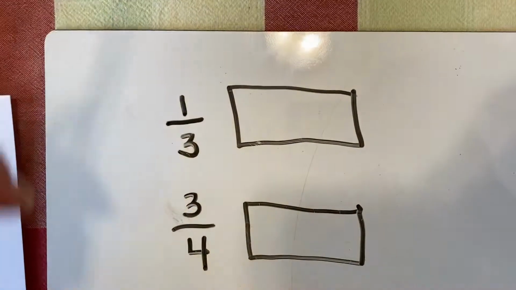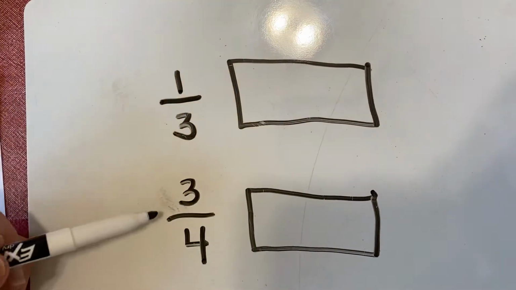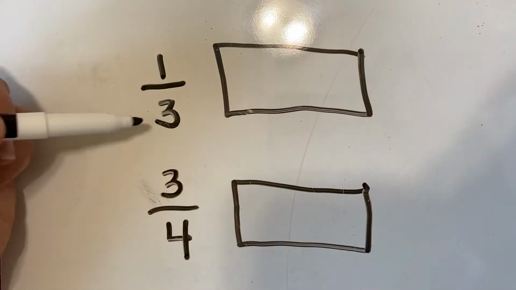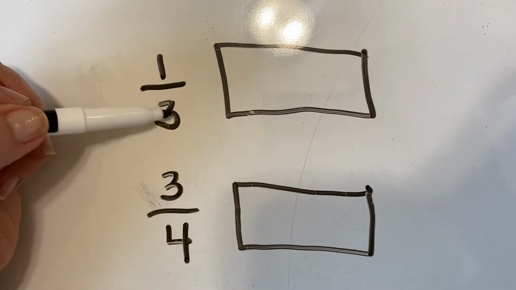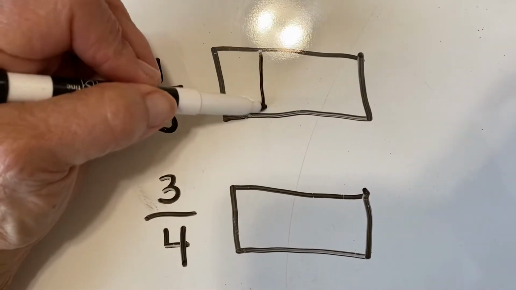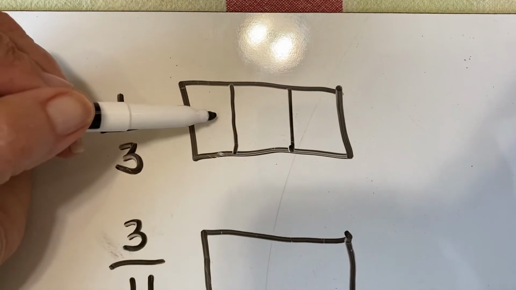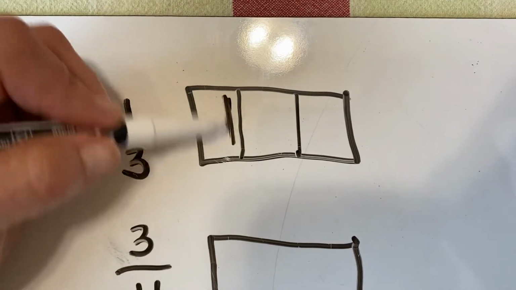So making a model. Here we have 1/3 and 3/4. Which one's bigger? We don't know. We have to make a model. So we have the first one, 1/3. We're going to draw two lines, and now we have that bar model split up into three pieces, 1, 2, 3, and we shade in 1.